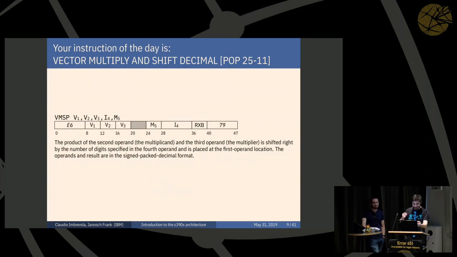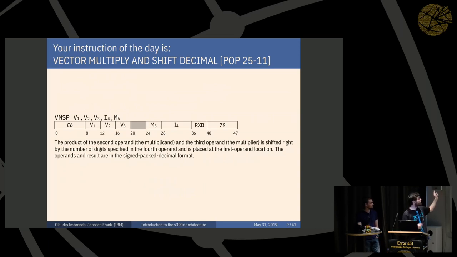So this makes multiplication between the second and third operand, which is then shifted right by the number of digits specified in the fourth operand, which is an immediate value, and placed at the first operand location, and the operands are in the signed packed decimal format. It's complex, but basically the last digit is not a digit, it's the sign. And here's some interesting things, is that V1, V2, and V3 are only 4 bits long.